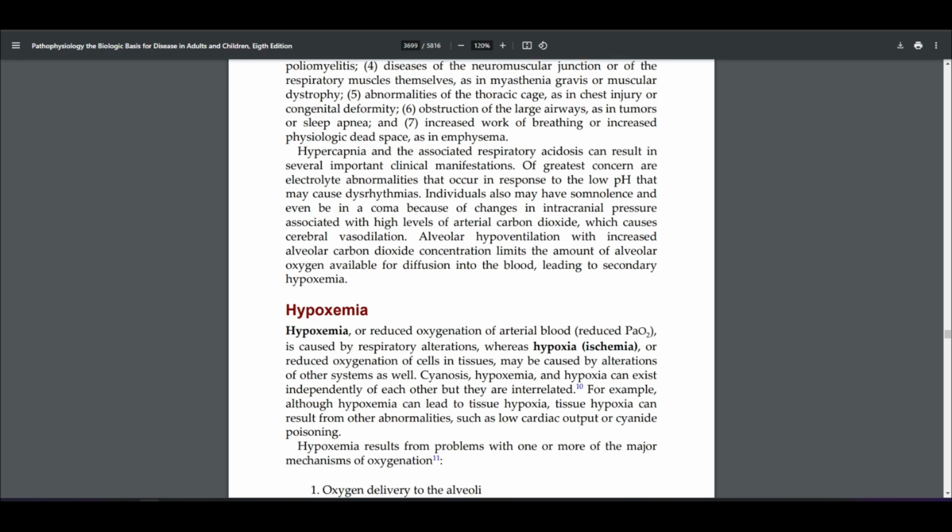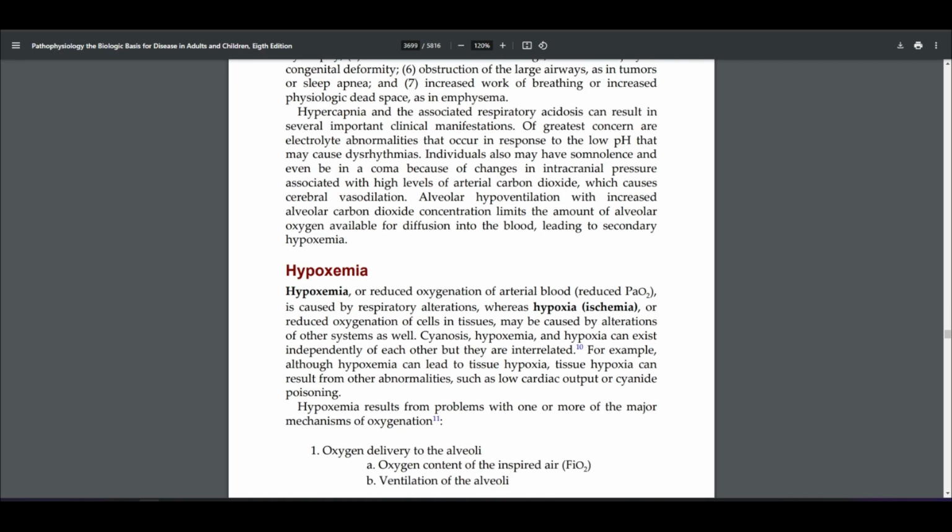Hypercapnia and the associated respiratory acidosis can result in several important clinical manifestations. Of greatest concern are electrolyte abnormalities that occur in response to that low pH, which may cause dysrhythmias. Individuals also may have somnolence and even be in a coma because of the changes in intracranial pressure associated with high levels of arterial carbon dioxide, which causes cerebral vasodilation. Alveolar hypoventilation with increased alveolar carbon dioxide concentration limits the amount of alveolar oxygen available for diffusion into the blood, leading to secondary hypoxemia.